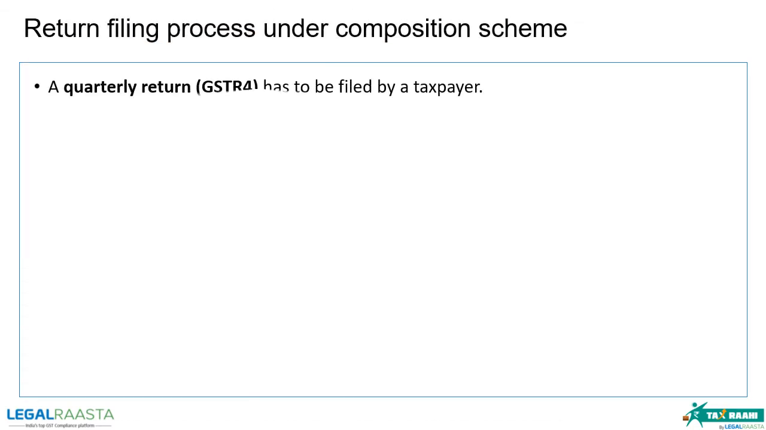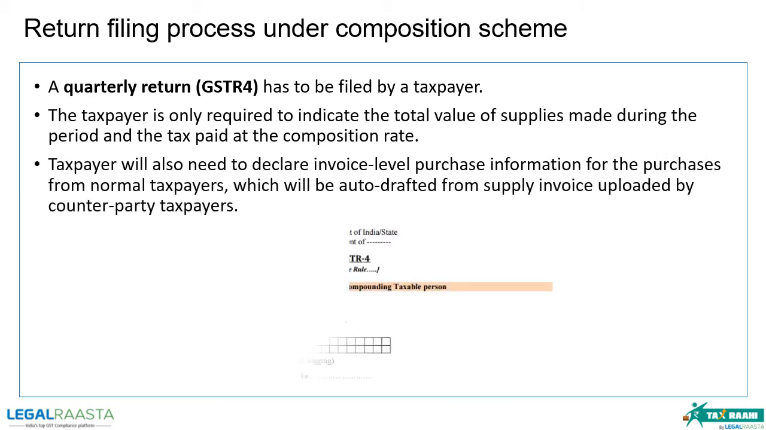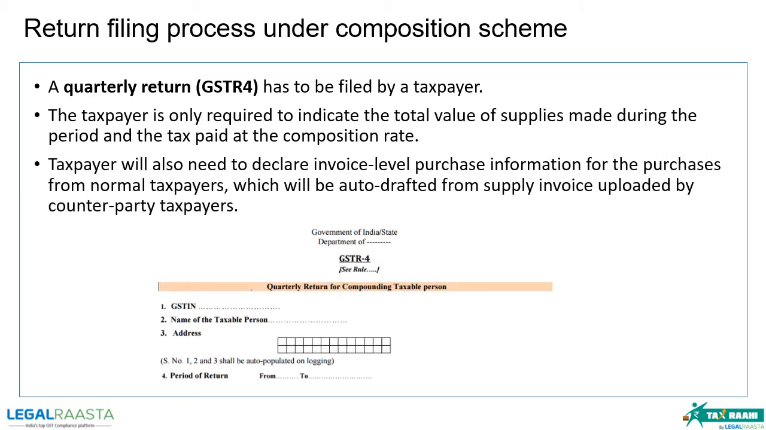The return filing process under composition scheme is very easy, as the taxpayer is only required to indicate the total value of supplies and the tax paid at the composition rate. He will also need to declare his invoice level purchase information from normal taxpayers.